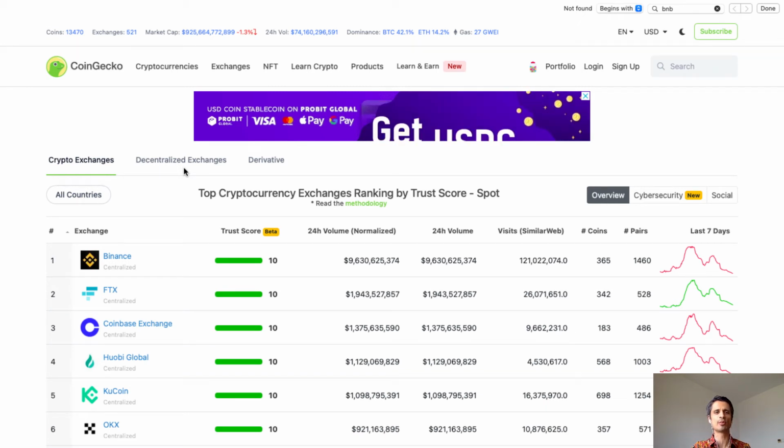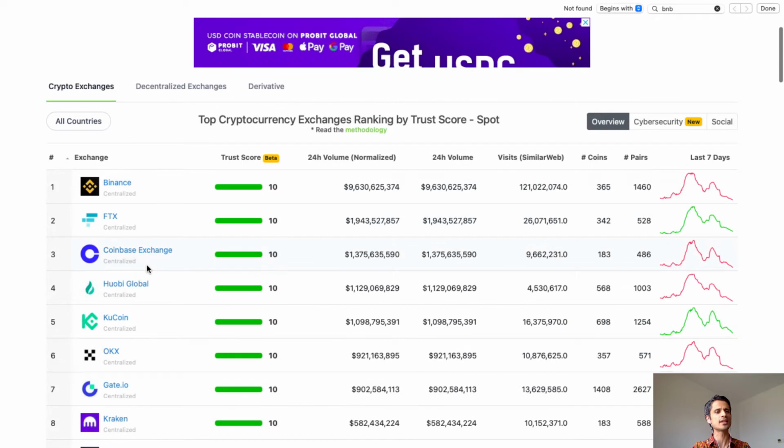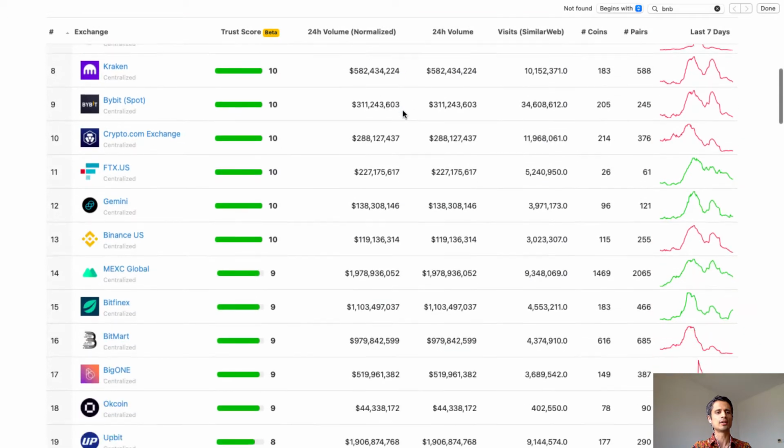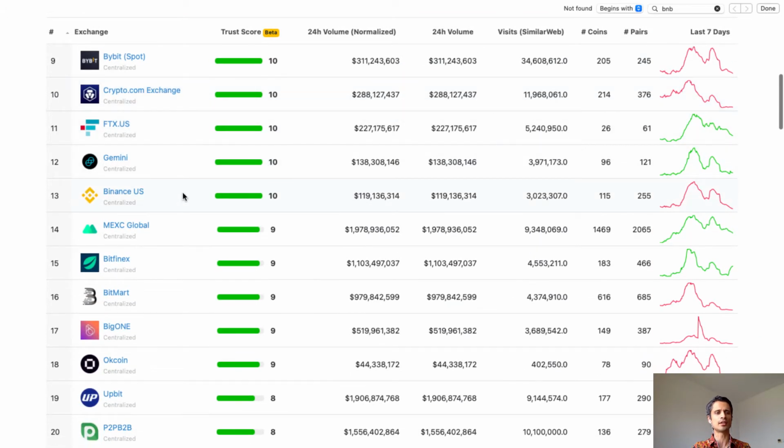Today I'll be sharing with you my tricks and tips for using the Binance US platform. Now you might be saying, why Binance US? When we look here at the exchange listing on CoinGecko, we can see that Binance is the #1 exchange according to volume. However, Binance US is number 13. So why are we interested in this exchange?